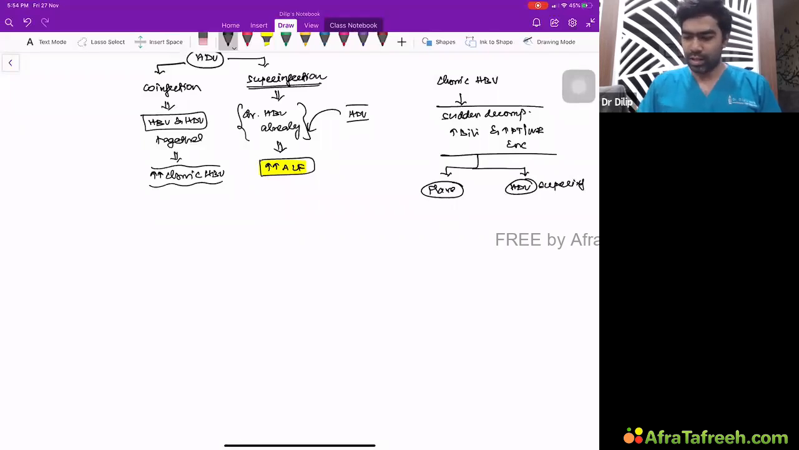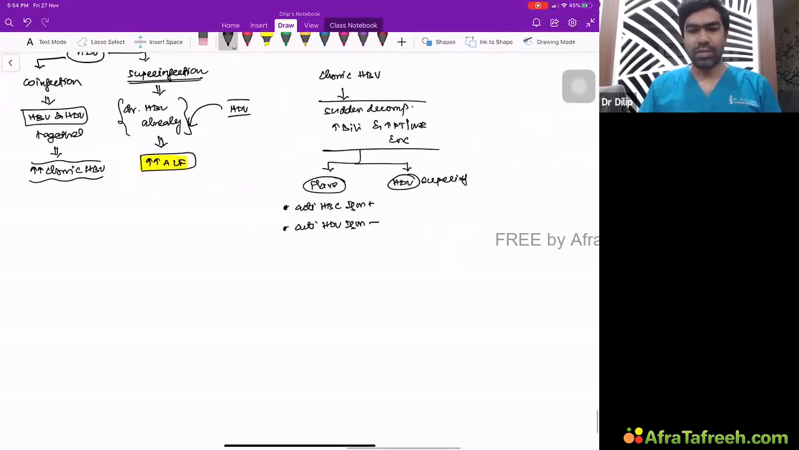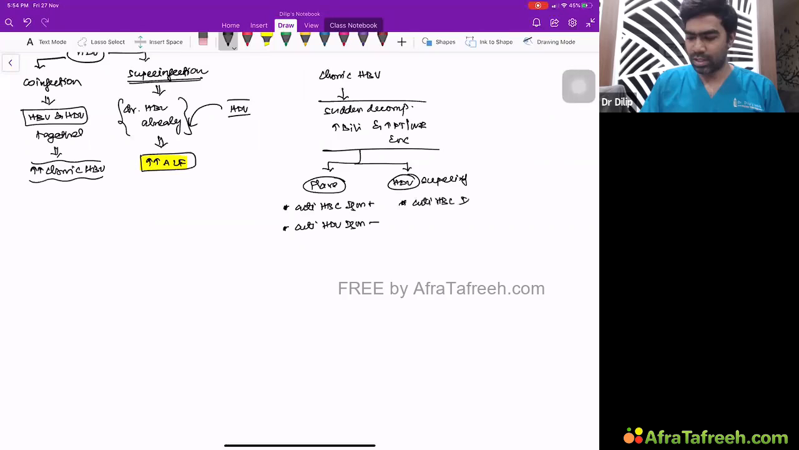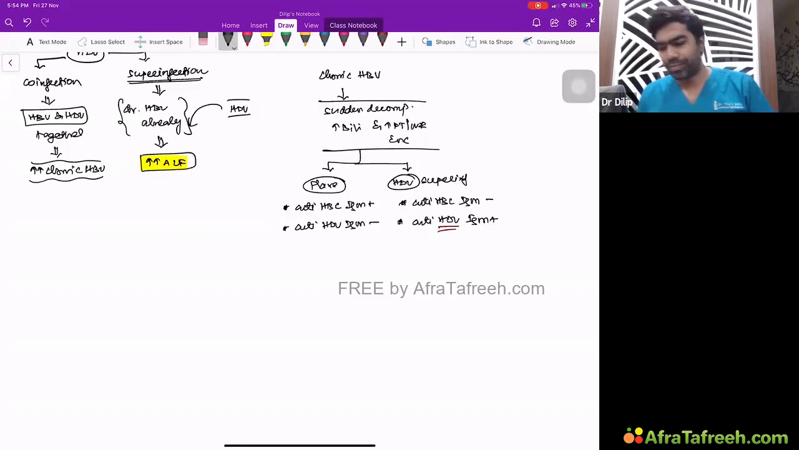So how will you diagnose a flare? Flare means your anti-HBc IgM will become positive most of the time, but anti-HDV IgM will be negative. But if it's a hepatitis D super infection, your anti-HBc IgM will still be negative, but anti-HDV IgM will be positive, because it's a super infection. Anti-HDV IgM will become positive here because this is fresh. This is coming for the first time.